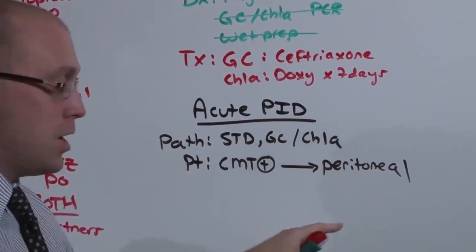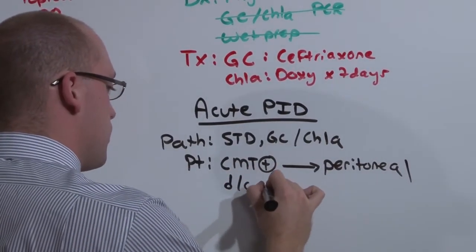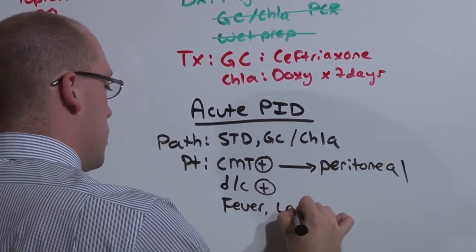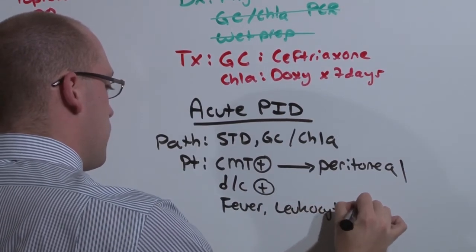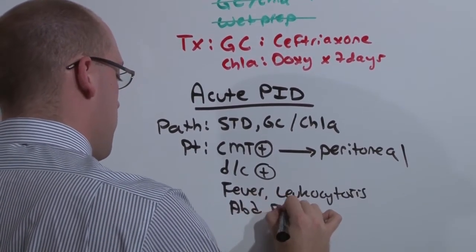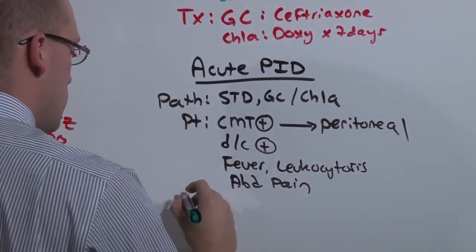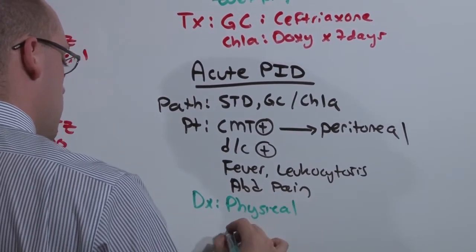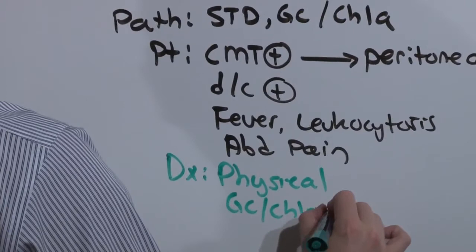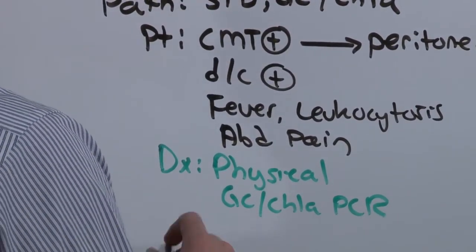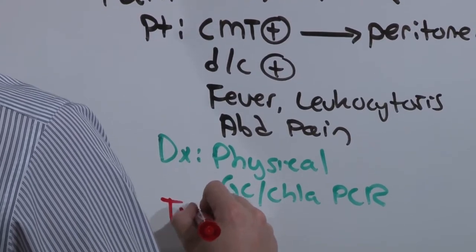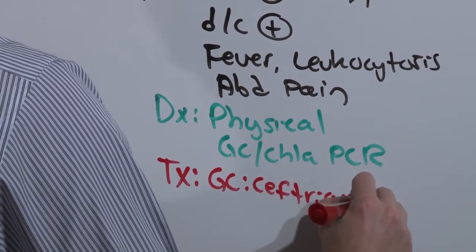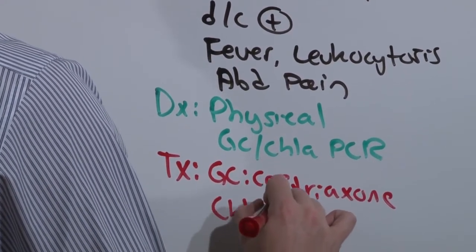It's that painful. She is going to have discharge, but now it's going to be severe. She's going to have fever, a leukocytosis, and abdominal pain. The diagnosis is again clinical, and you can get the gonorrhea and chlamydia PCR to be sure. But the treatment is the same. Most patients do not require inpatient management, and you can treat the gonorrhea with ceftriaxone and the chlamydia with doxy.